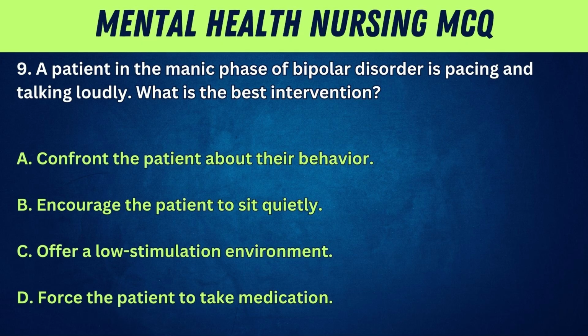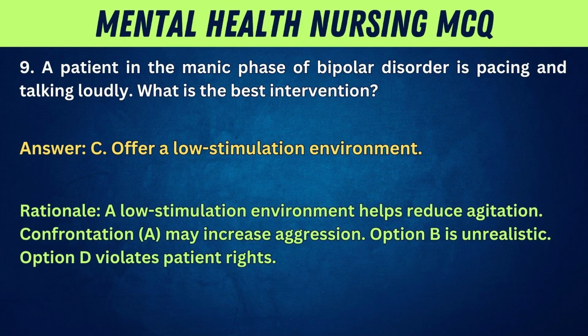9. A patient in the manic phase of bipolar disorder is pacing and talking loudly. What is the best intervention? A. Confront the patient about their behavior. B. Encourage the patient to sit quietly. C. Offer a low-stimulation environment. D. Force the patient to take medication. Answer: C. Offer a low-stimulation environment.